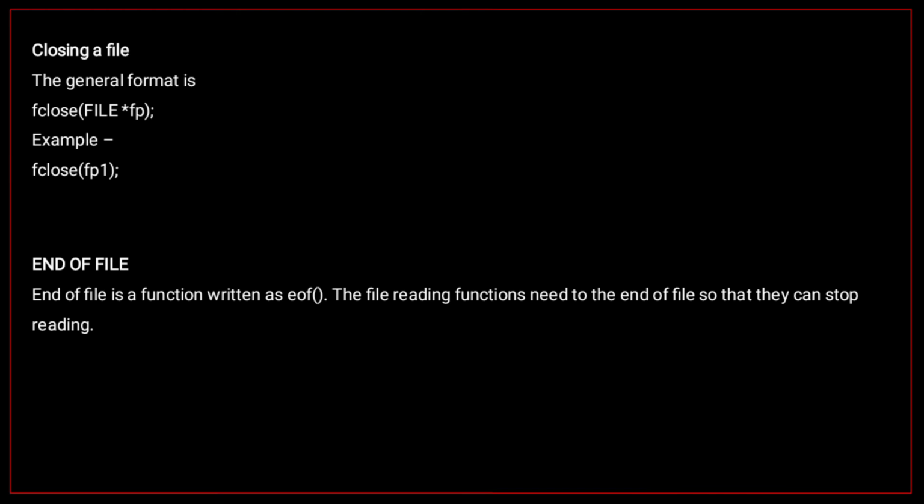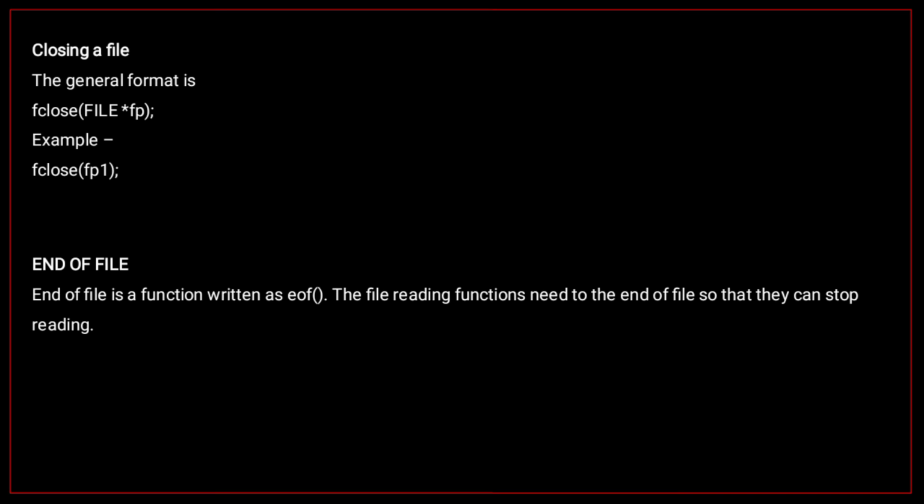Next is closing a file. Closing a file is used to close an already opened file. Closing a file is performed using a predefined method fclose, and the general format of closing a file is fclose(file fp). Here the fclose function closes the file and returns 0 on success of file close, otherwise it returns EOF, that is end of file. And so the example of how to close this file, fclose(fp1).